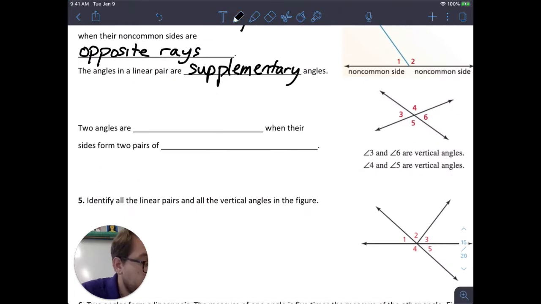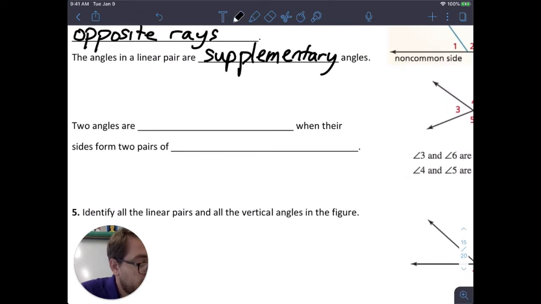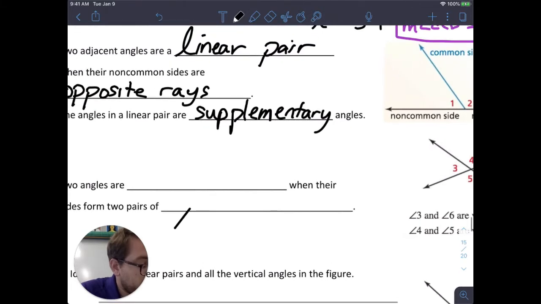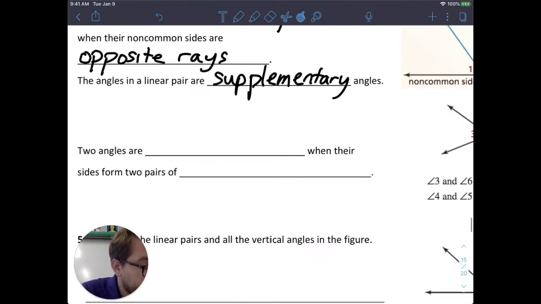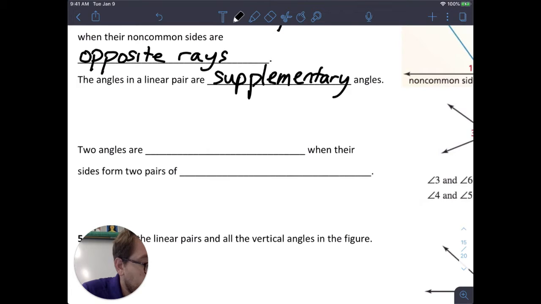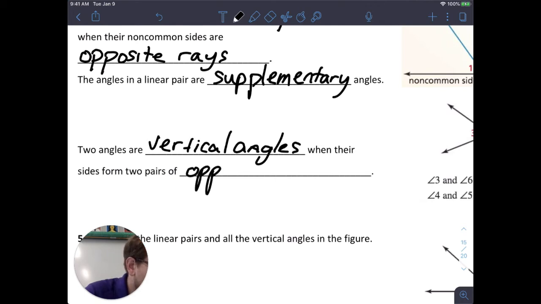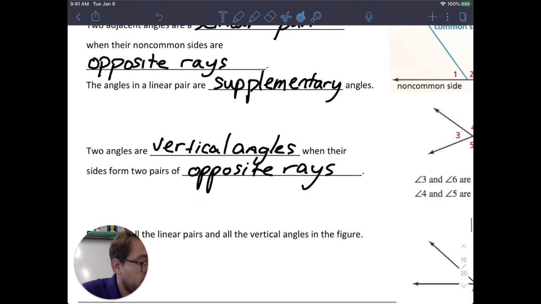We also have a term where we say two angles are vertical angles when their sides form two pairs of opposite rays. So two angles are vertical angles when their sides form two pairs of opposite rays.